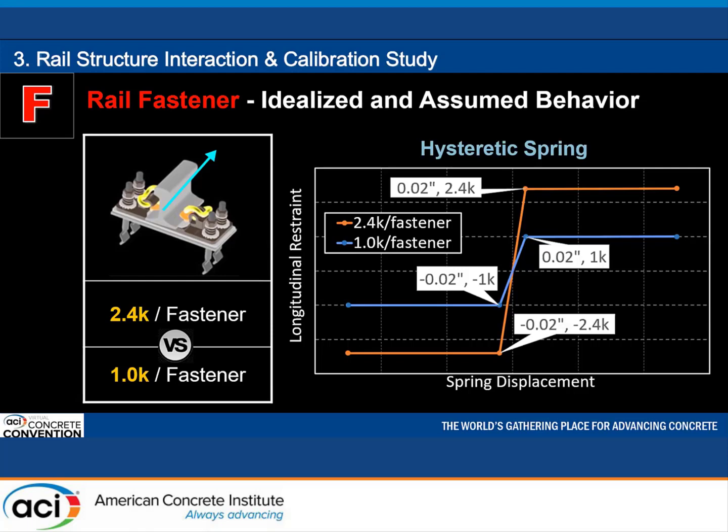We pick 2.4 kip per fastener as a starting point to do the calibration, because that value is fairly close to what we have seen in test. We model the fastener as a hysteretic spring. After many trials and errors, we found that 1 kip per fastener gives better correlation in our case.